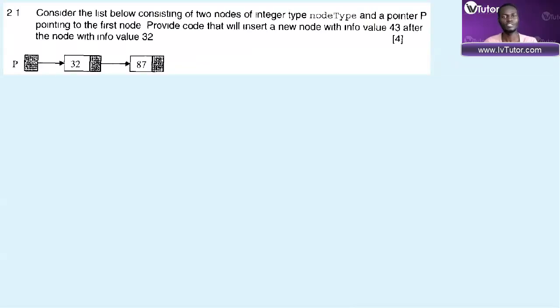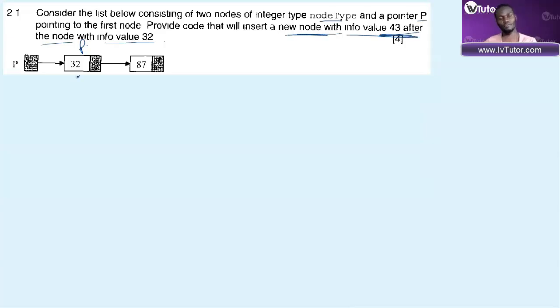Consider the list below consisting of 2 nodes of integer type, node type, and a pointer P, pointing to the first node. So P is here, that's what it means. Provide the code that will insert a new node with value 43 after the node with value 32. So in other words, we want to insert a new node with info 43 after this node.